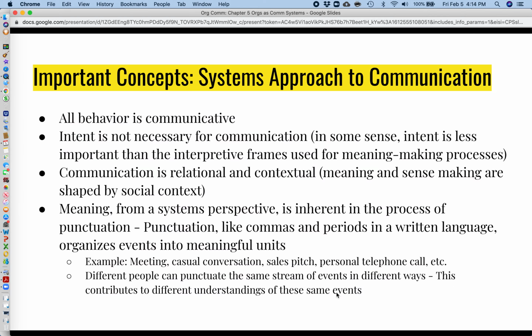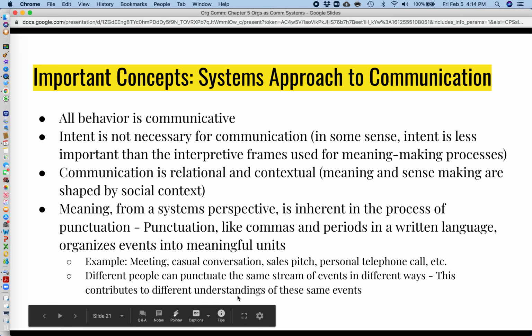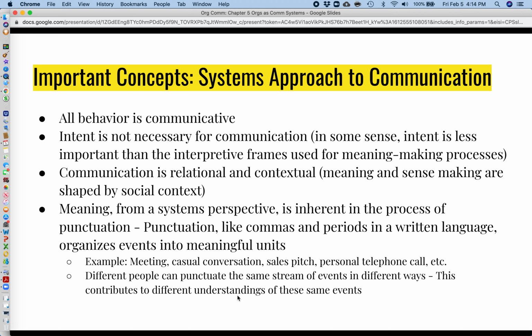In this short lecture, we're going to begin by talking about some of the important concepts in the systems approach to communication. These are just basic tenets that undergird all of the thinking involved in the systems approach to communication. So, all behavior is communicative. I teach my students about this in interpersonal communication. Anything you do communicates a message to someone else. How you dress, how you look, even not communicating is communicating. By not saying anything, you're saying something, right? So the idea here is that all behavior is a form of communication.